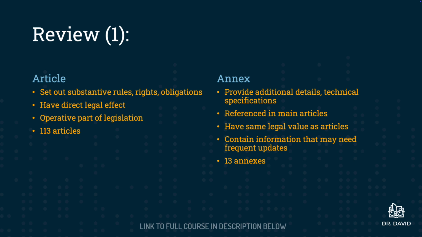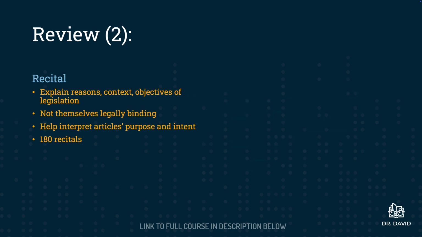An annex provides additional details and technical specifications. Annexes are referenced in main articles, and they have the same legal value as articles. Annexes often contain information that may need to be frequently updated. And finally, a recital explains the reasons, context, and objectives of legislation. Recitals themselves are not legally binding, but they do help to interpret the article's purpose and intent.